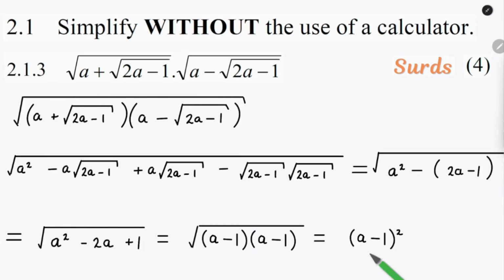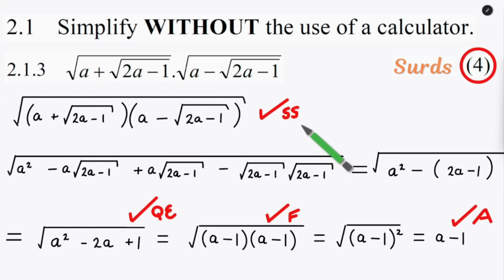So we can go ahead and change it to that, keeping the square root over it. And the square root and the square cancel with one another, leaving us with a final answer of a minus 1. And let's have a look where the 4 marks come from. Your first mark comes from the single surd, second mark comes from the quadratic expression, third mark correct factors, and your last mark is the correct answer.